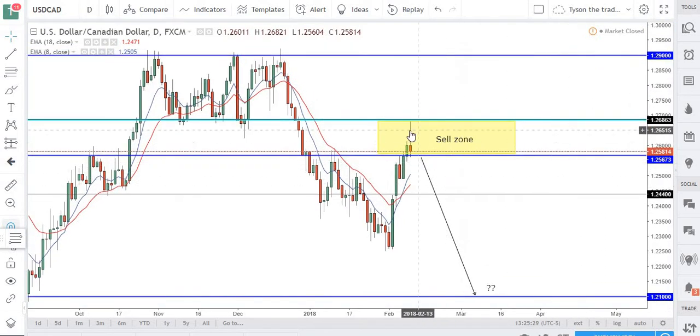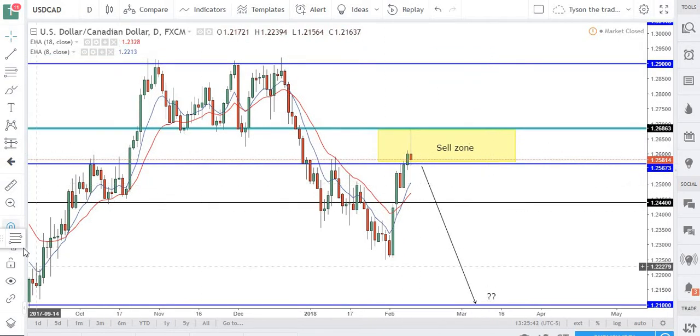Now, looking at this, we failed to break above. This candle right here shows that the market has been up there, but then it failed to break above. Why? There was a whole lot of sellers pushing the market lower before it closed on Friday. And to just add more confidence to that, we can use what we call a Fibonacci retracement tool.